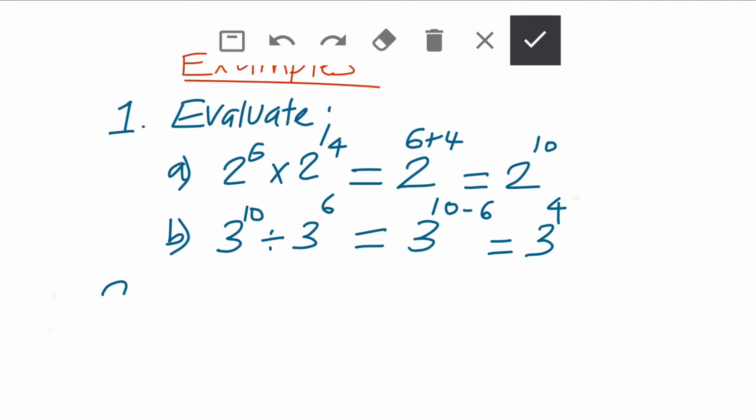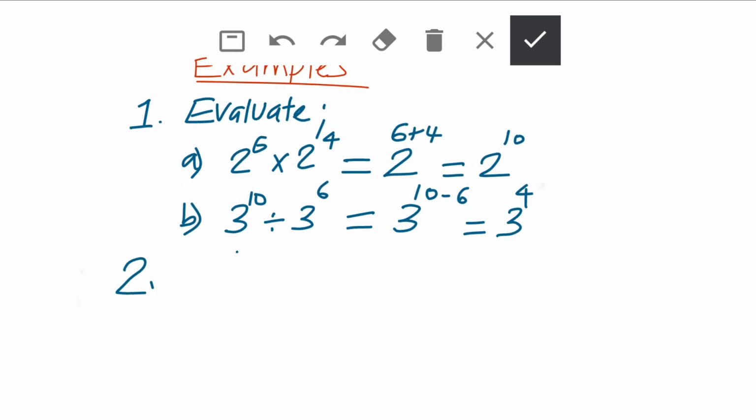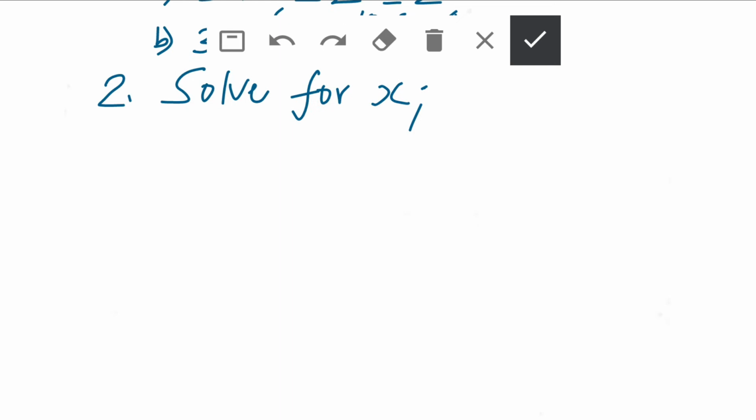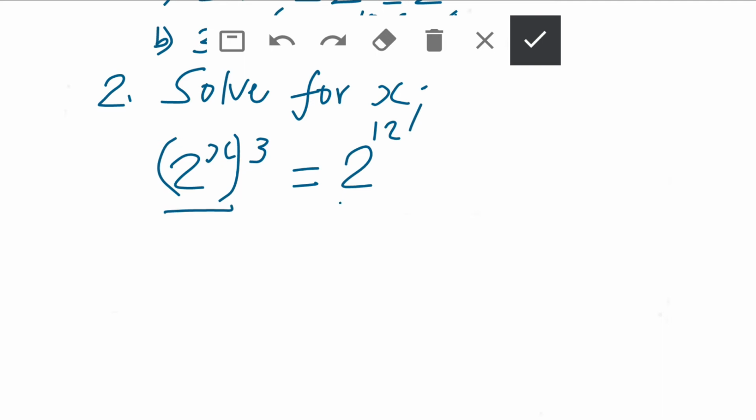I want us to look at another question where we're supposed to solve for x. So I want us to solve for x in the following: 2 to power x, raised to power 3, equals 2 to power 12. Now, in this case, on the left hand side we have 2 to power x raised to power 3, and on the right hand side we have 2 raised to power 12. So what we shall do, because here it is 2 to power x and then again raised to power 3, we have seen in rule number 4, if that is the case, we simply multiply the power. So this is going to be 2 raised to power x times 3, which is 3x, and that should give us 2 raised to power 12.